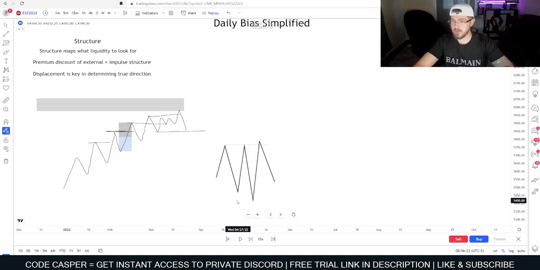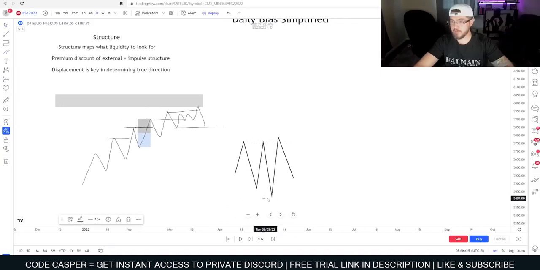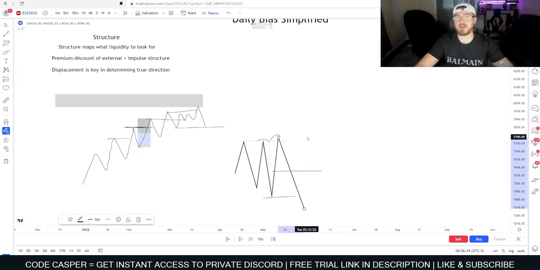This is where a lot of people get messed up and they'll just try to be robotic about structure and say, oh, well, we made a higher high, so we're bullish. I'm going to long here, and that's just not how it works. It comes out, takes out traders. So when we're trading smart money, we're always trading with the idea of manipulation in mind.